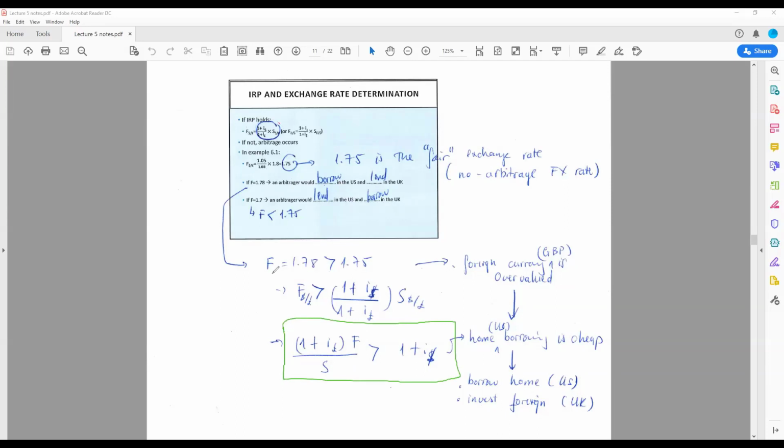Which means that when the forward rate is actually higher than the fair rate, it will be cheaper to borrow domestic, and it will be more expensive to lend in the foreign country. So in this case, your arbitrage strategy would be to borrow in the domestic country and lend in the foreign country.